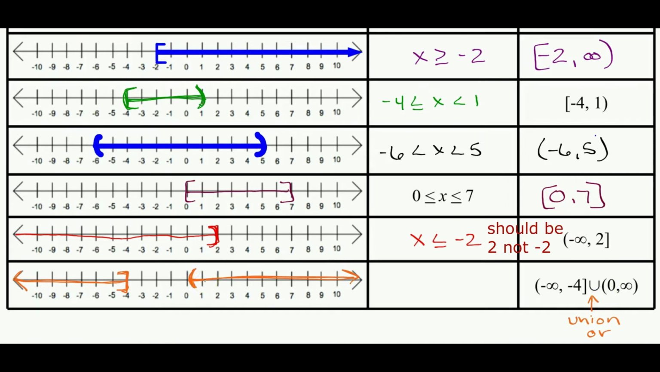In order to write that in inequality notation, we have to write two separate inequalities and put the word or in between them. So x is less than or equal to negative 4, or x is greater than 0.